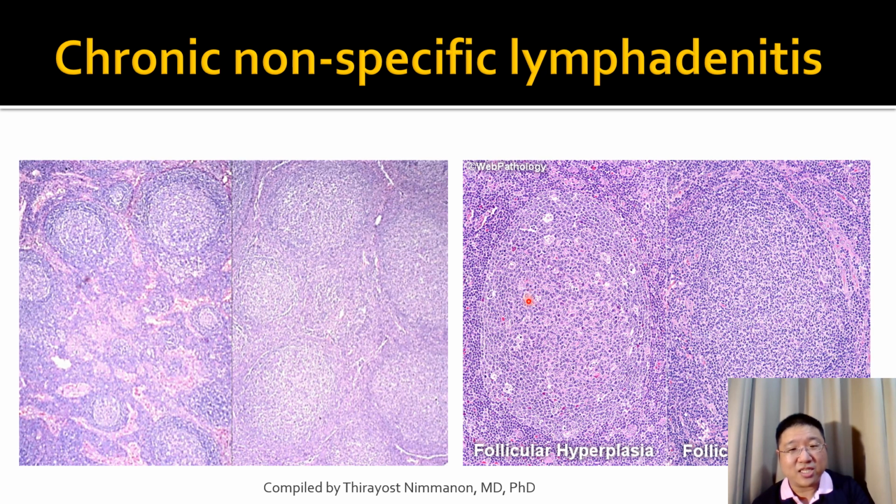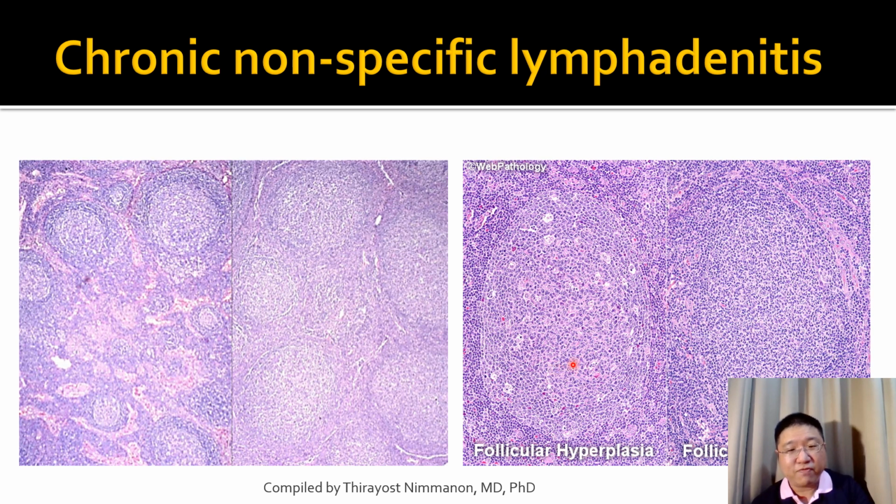which is the presence of the tingible body macrophages. So these macrophages will be like stars in the dark sky, right? So we see the starry sky pattern or the presence of the tingible body macrophages, and the boundaries should be very sharp because of the presence of the mantle zone. So these features are for follicular hyperplasia.